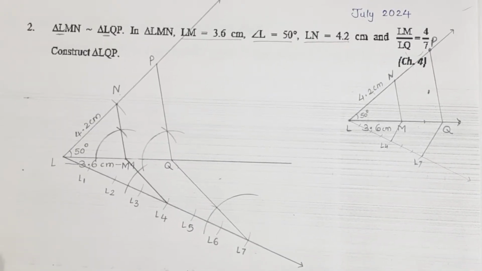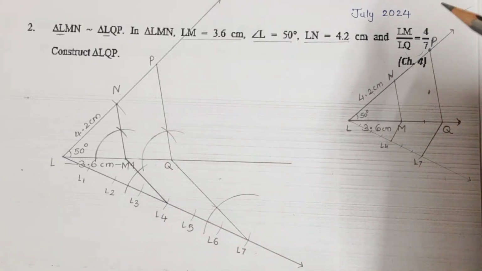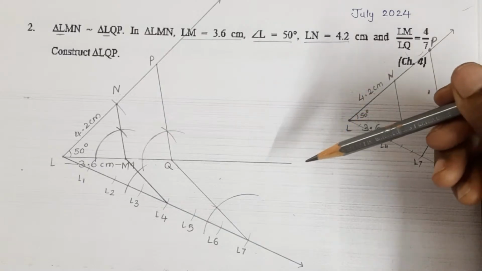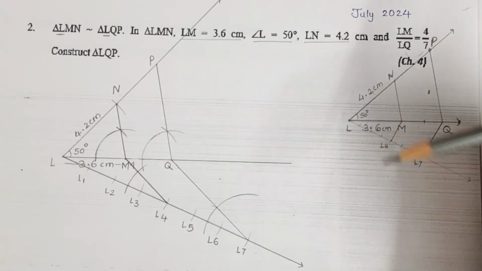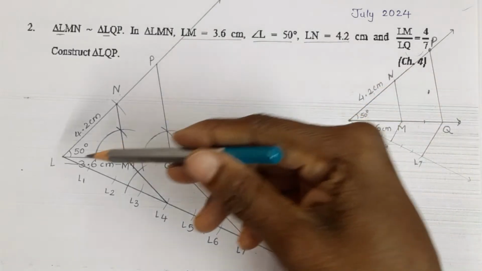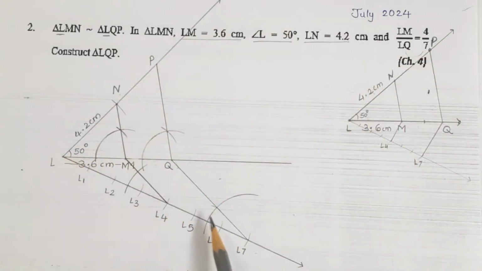Students, this construction is from July 2024. Very important, this construction. Marking is the same. Given marking, and do not rub out that marking.